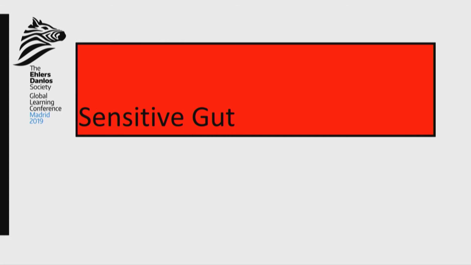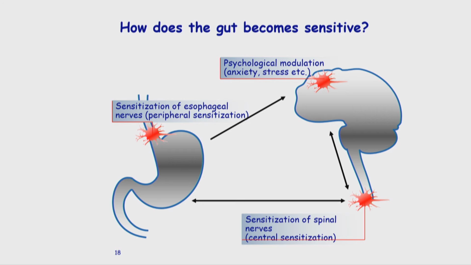Then we talk about the sensitive gut. Okay, so the gut is also in some patients very, very sensitive. A small amount of food may cause quite a lot of pain in some of our patients. And we think that there are two or three mechanisms that are operating here.